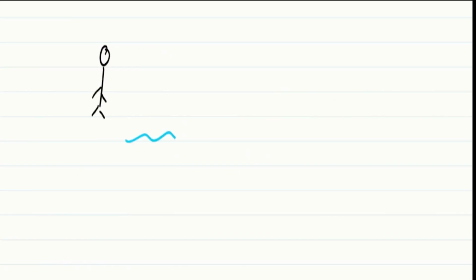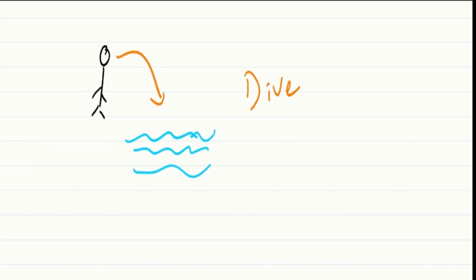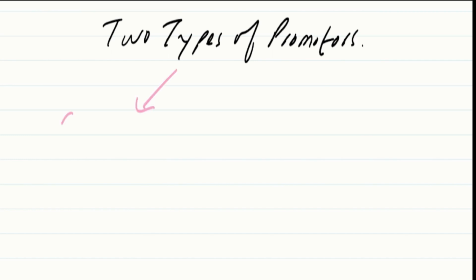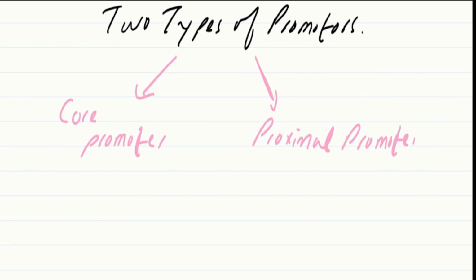But if we dive deep into the science of promoters, we have two types of promoters to talk about, and they are always found together in transcription. Number one is the core promoter, and the other is the proximal promoter elements. Let's talk about the core promoter.